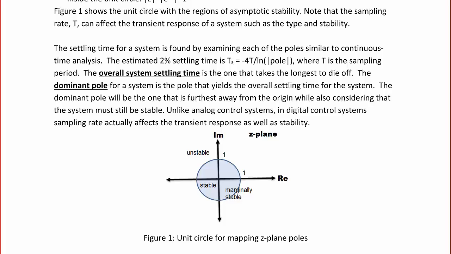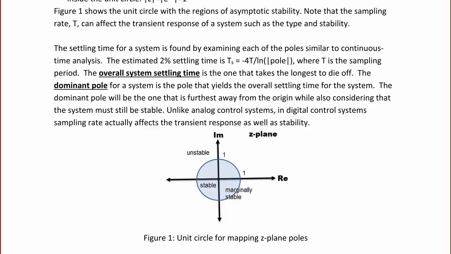The overall settling time is the one that takes the longest to die off. The dominant pole for a system is the pole that yields the overall settling time for the system. The dominant pole will be the one that is furthest away from the origin because it takes the longest to die off, while also considering that the system must still be stable in order to settle.